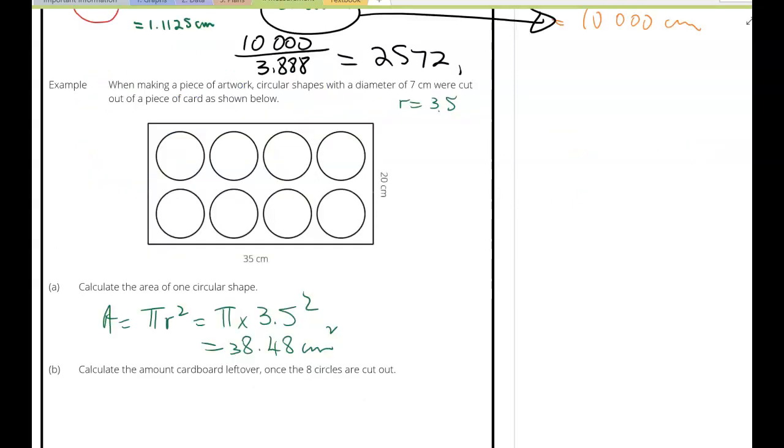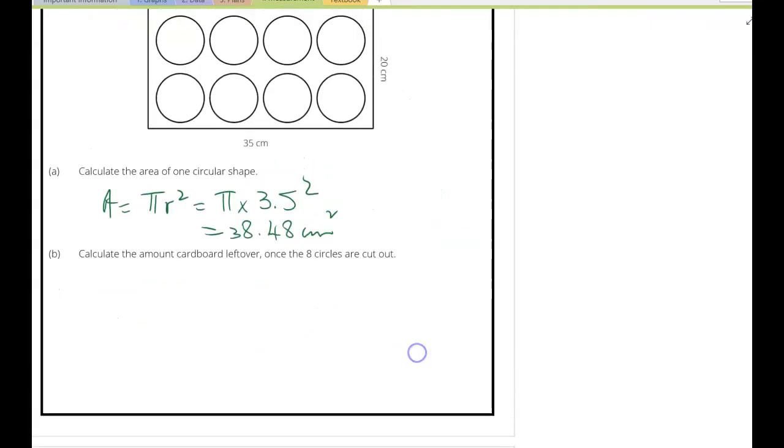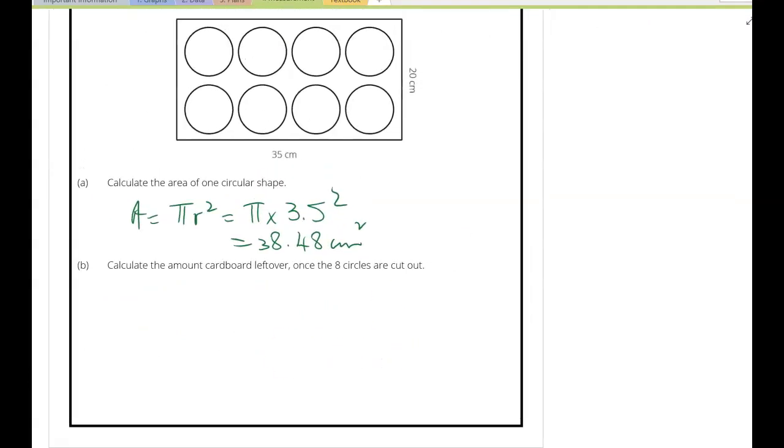A radius of 3.5, diameter is 7. So we need the radius, remember, for area of a circle. And before we can work out what's required, we want the area of one circle. And so that's the 38.48. How do we finish this off now? What do we do?